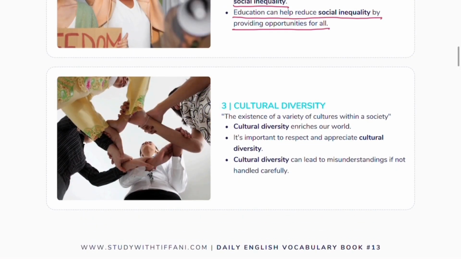Cultural diversity refers to the existence of a variety of cultures within a society. The existence of multiple, various cultures in a society. I live in America and I actually live in Maryland, and we have many different cultures together.